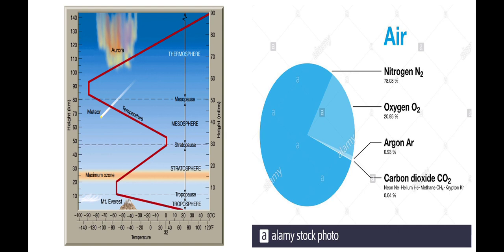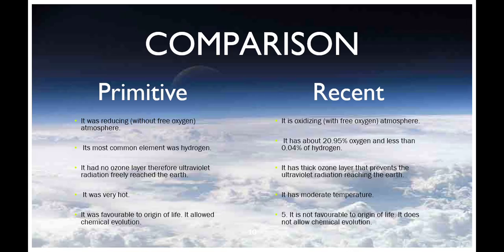The graph on the right side shows the composition of air in the atmosphere. Nitrogen with 78.08%, oxygen 20.95%, argon 0.93%, and carbon dioxide with other gases including water vapor comprising 0.04%.